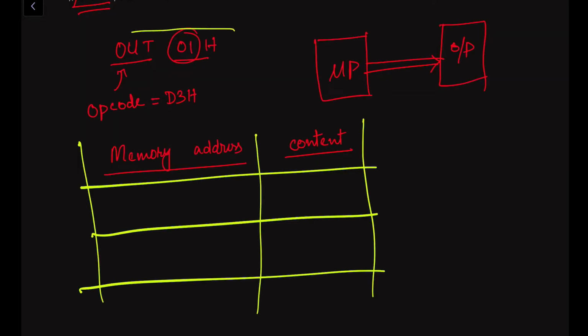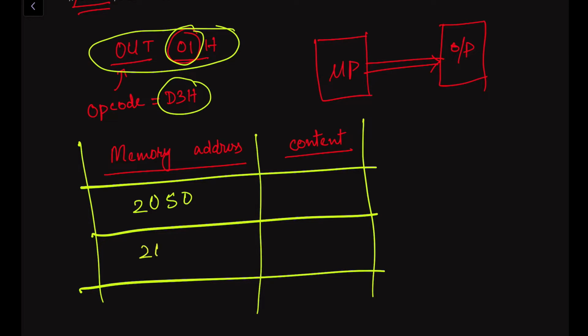This is a 2-byte instruction. The first byte is D3, the opcode, and the second is the operand, here the address of the output device or output LED display. Suppose we have two arbitrary consecutive memory addresses, 2050 and 2051, whose contents are D3 in hex code, and 01H in hex code.